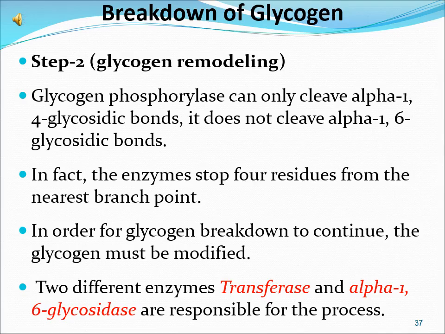Now continuing the breakdown of glycogen, step 2, which is also known as glycogen remodeling. Glycogen phosphorylase can only cleave alpha-1,4-glycosidic bonds. It does not cleave the alpha-1,6-glycosidic bond. In fact, the enzyme stops 4 residues from the nearest branch point. In order for glycogen breakdown to continue, the glycogen must be modified. 2 different enzymes, transferase and alpha-1,6-glycosidase, are responsible for the process.